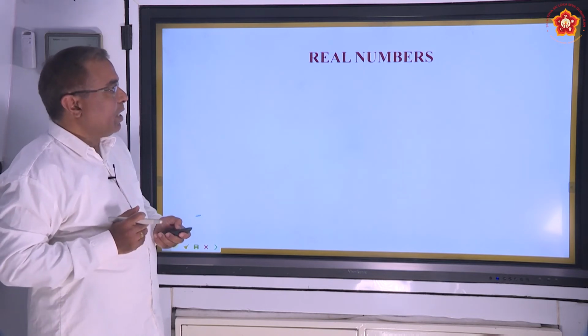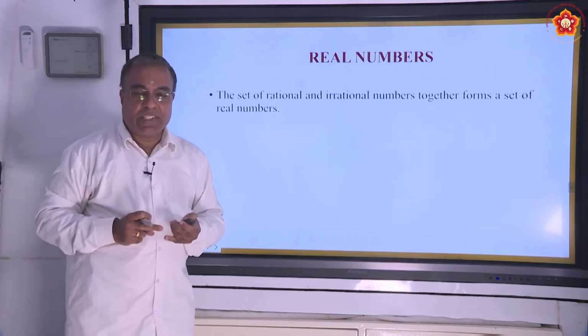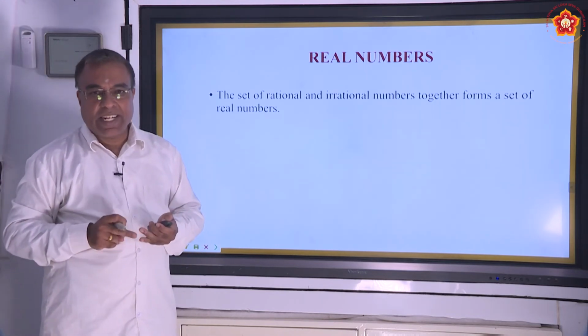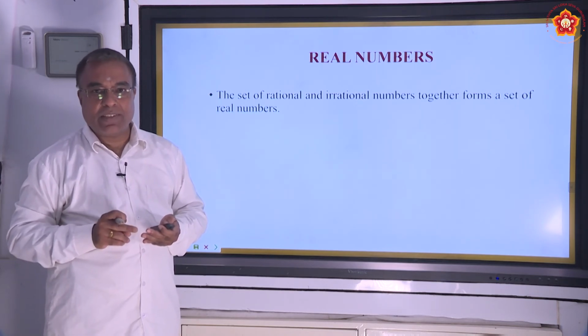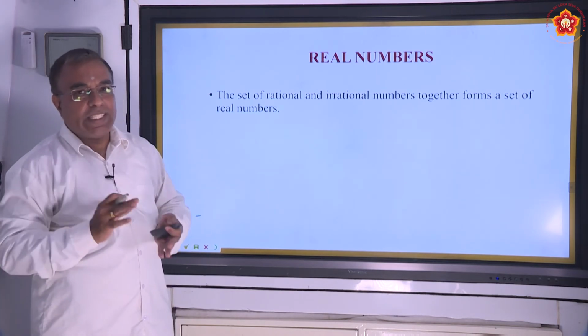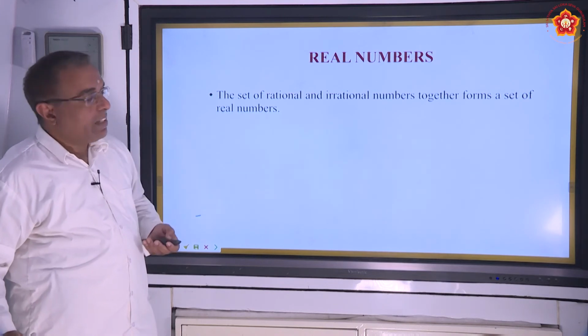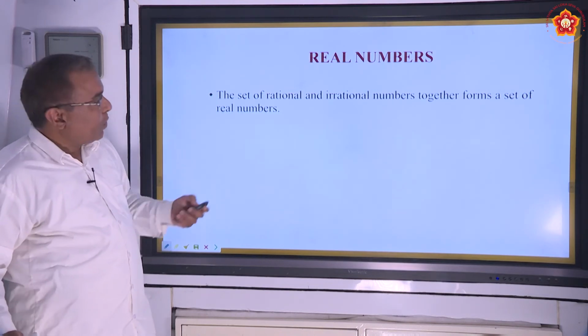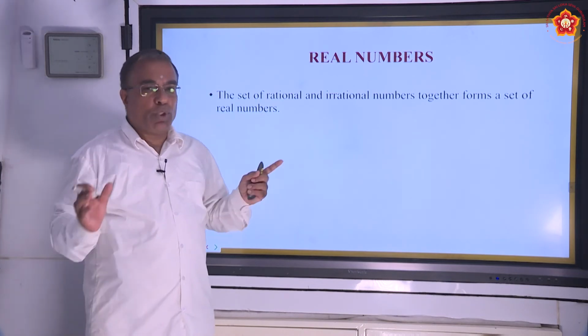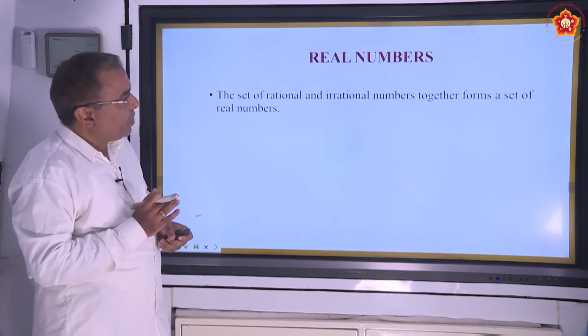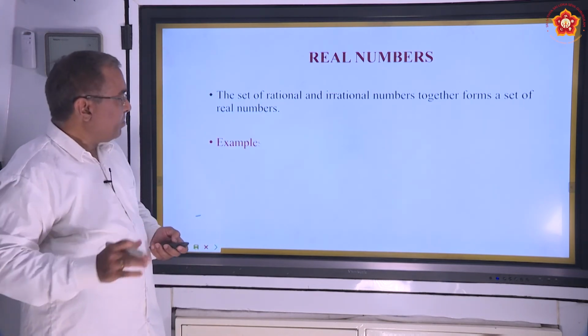Next, what are real numbers? Already we have seen what are rationals, irrationals, natural numbers, whole numbers, integers, everything we have seen. The set of all these collections is going to be real numbers. So how do we sum it up? The set of all rationals and irrationals put together will form the set of real numbers.